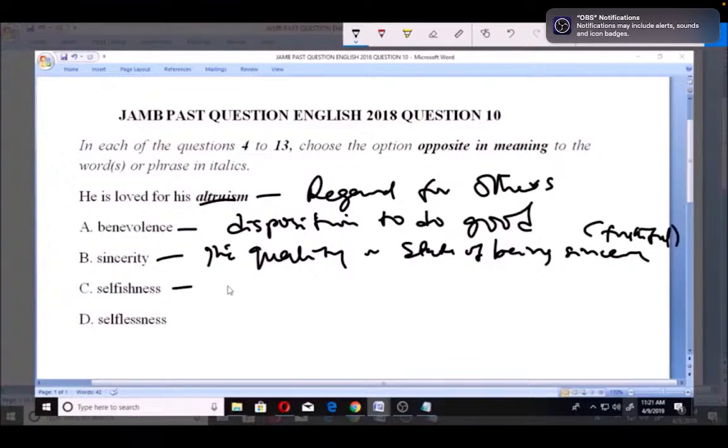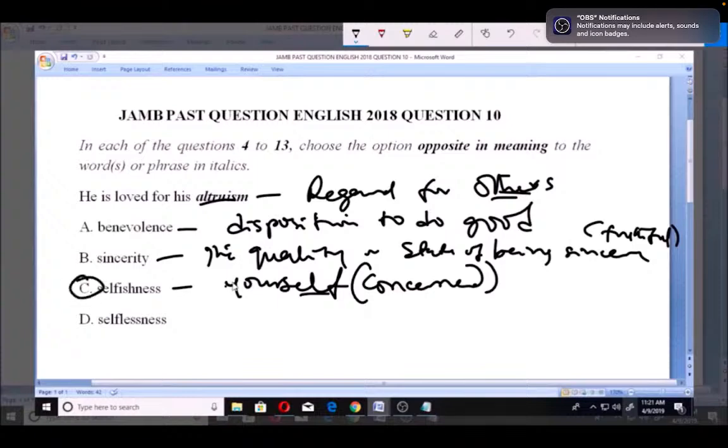Now, selfishness. What is selfishness? That quality of being selfish, having no regard for others, or thinking only about yourself. With selfishness, one is more concerned with oneself. I think that's the direct opposite of altruism, which is regard for others. So it's either you're concerned for yourself or you have regard for others. So that makes option C the right answer, even before I get to D.